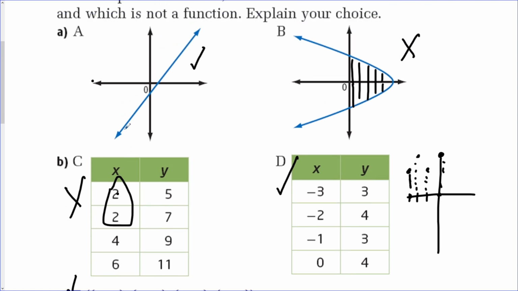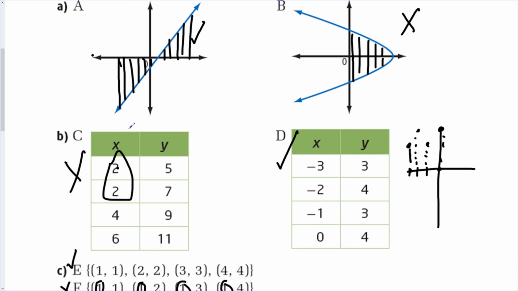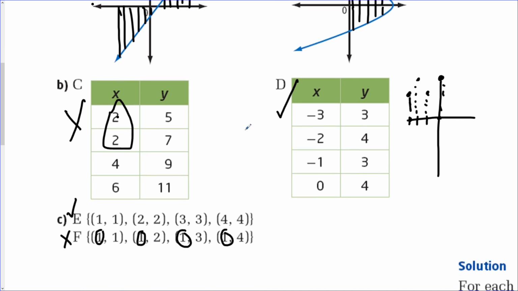So if we have the graph, once again, we just do the vertical line test. We check, is there only one y for each x value? If so, it's a function. If we are given a table or a set of ordered pairs, we just check, is an x value ever repeated? If yes, it's not a function. If no, then yes, it's a function. If an x value is never repeated in a table or a set of ordered pairs, then it is a function.